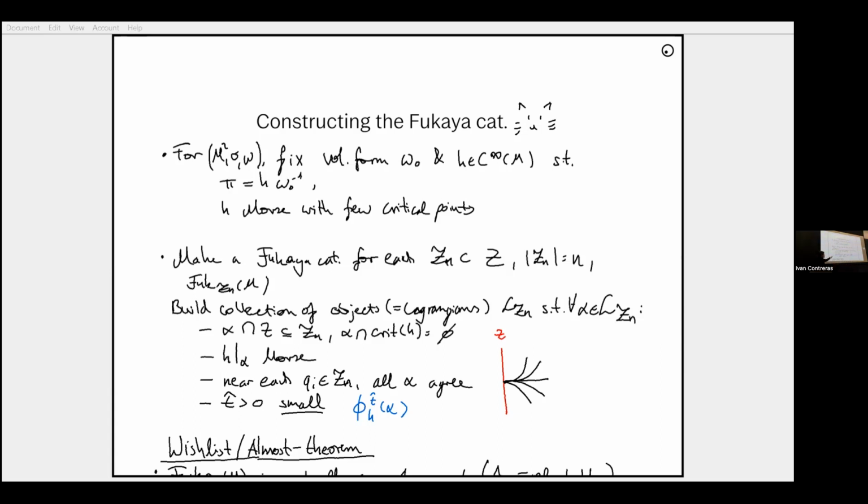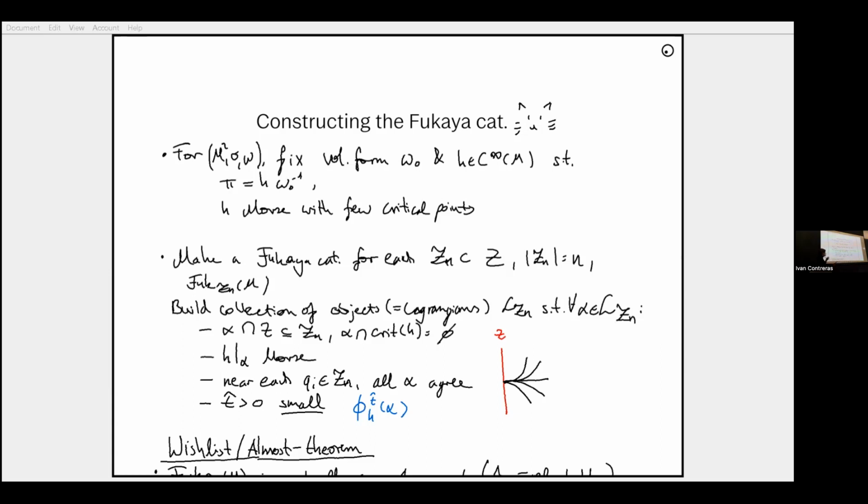And finally, we need to pick a time t hat that is small. I'm not going to say exactly what small means, but basically what this refers to is the perturbation of a Lagrangian alpha by the Hamiltonian isotopy with respect to the Morse function h.